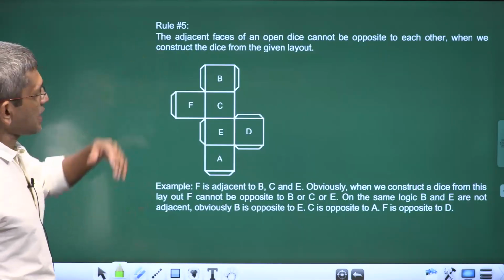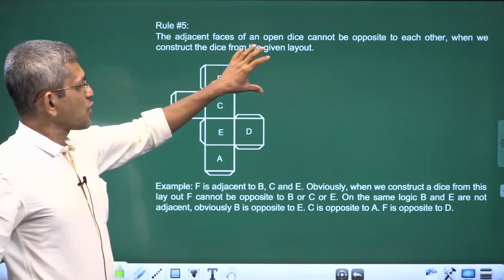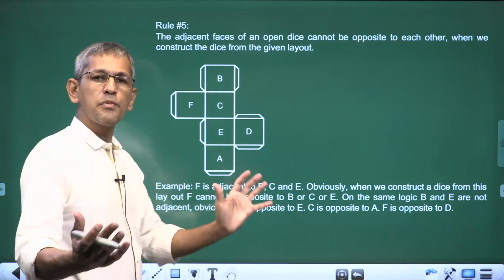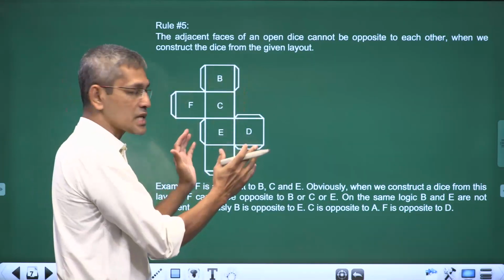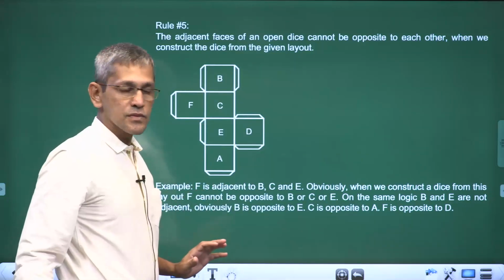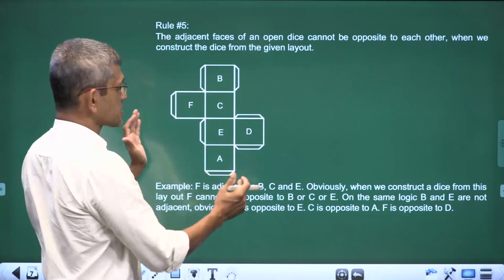This is rule number 5. What does rule number 5 talk about? The adjacent faces of an open dice. This is an open dice, something like an open cardboard box. So you have to make a box, or a dice, from these pieces here. In order to make the dice from those pieces, how do you do it?